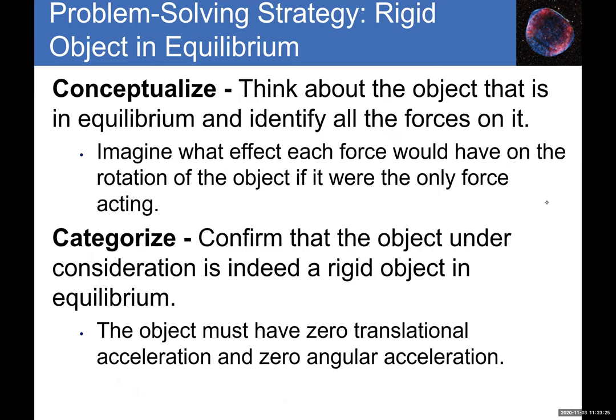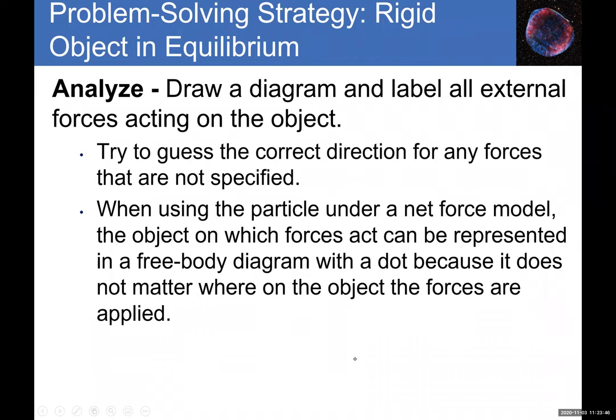All right, so confirm that the object under consideration is indeed a rigid object in equilibrium. The object must have zero translational acceleration and zero angular acceleration. It means equations one, two, and three should all be satisfied. Draw a diagram and label all external forces acting on the object. So the free body diagram becomes very, very important. If you're still struggling with your free body diagrams, you need to go back and really nail down how to do a free body diagram.